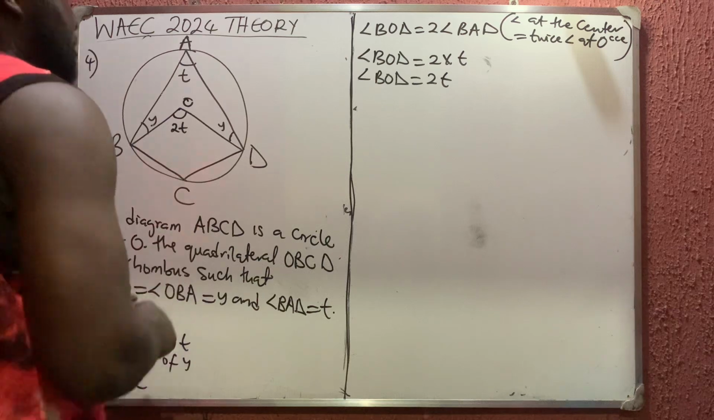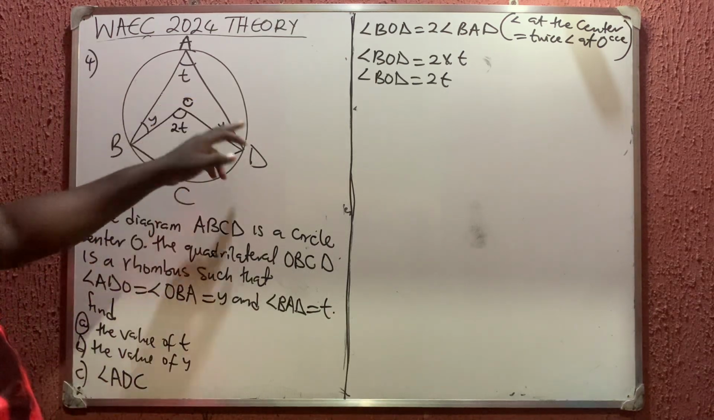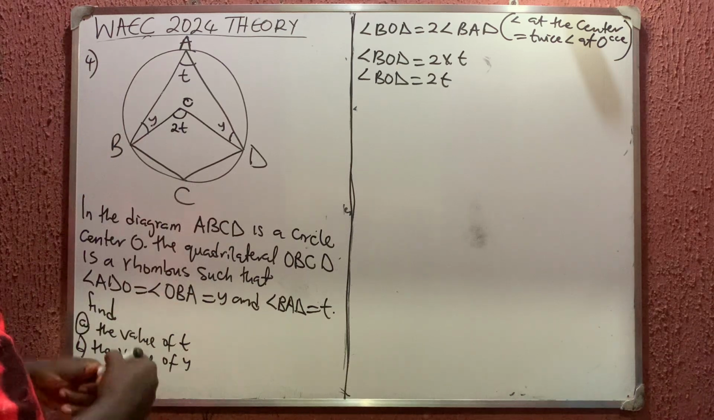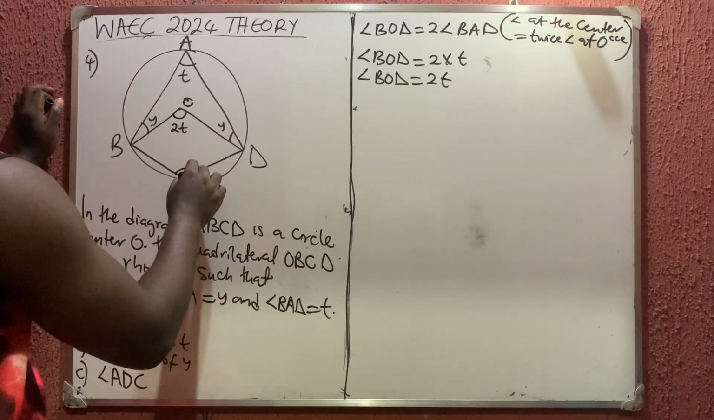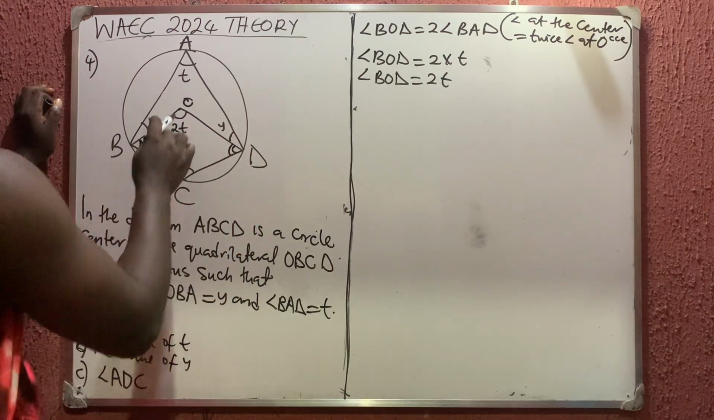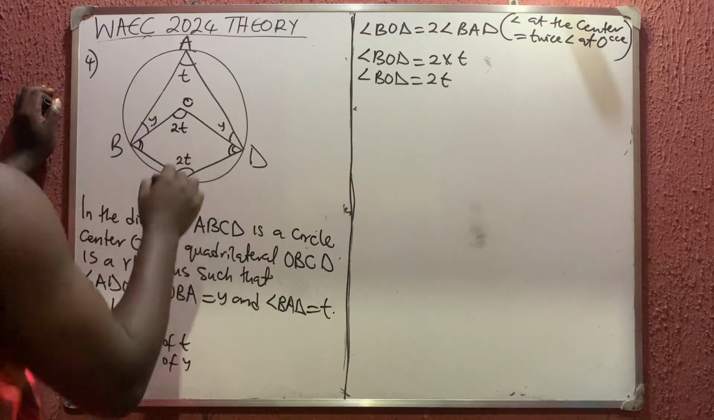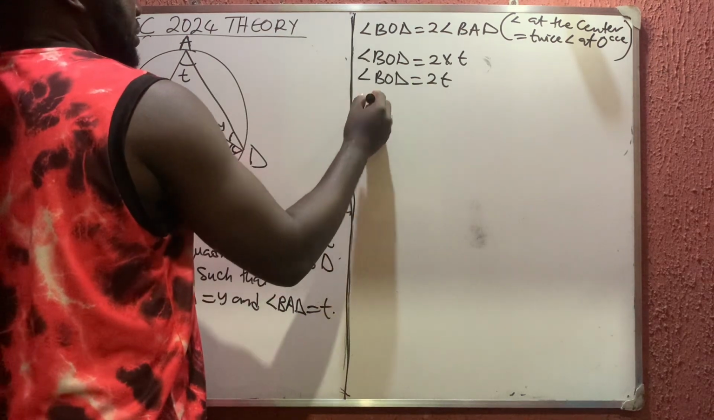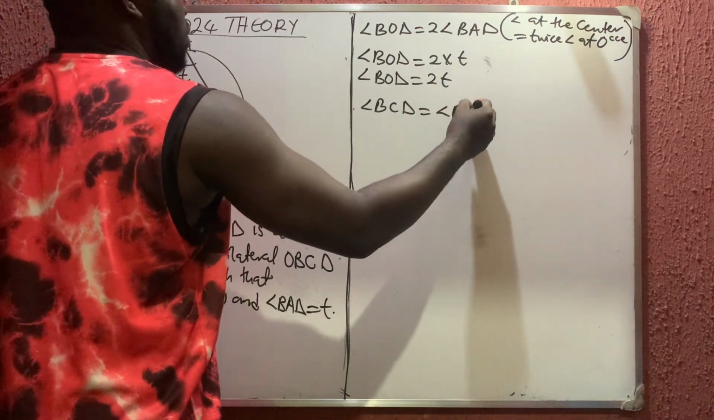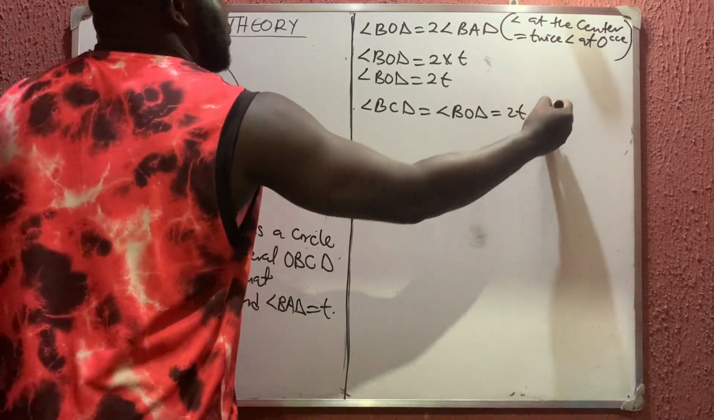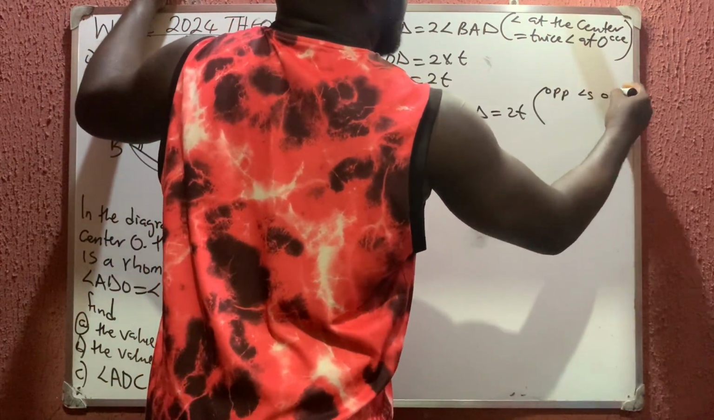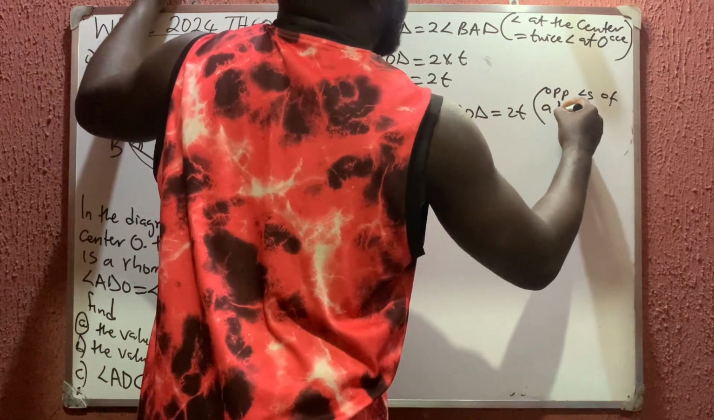Now since they say that OBCD, this quadrilateral, is a rhombus, the property of a rhombus is that the opposite angles are equal. Here is equal to here. So if here is 2t, automatically here is 2t. So we'll tell them that angle BCD is equal to angle BOD, which is equal to 2t. And my reason is opposite angles of a rhombus.